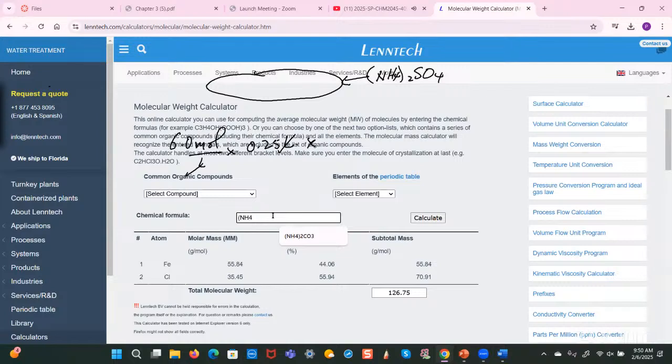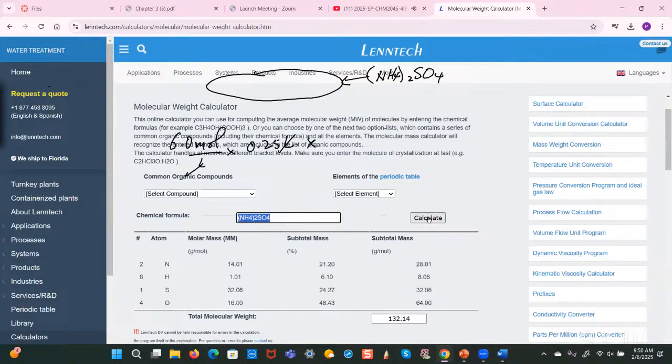NH4, 2, SO4. And let's see what that gives. 132.14. So that will go right here. 132.14 grams per mole. And that's pretty much set up.